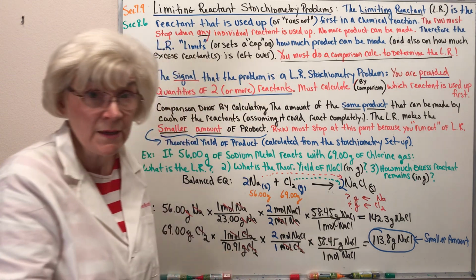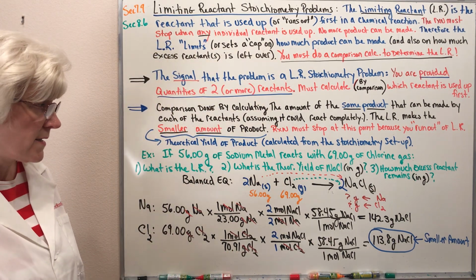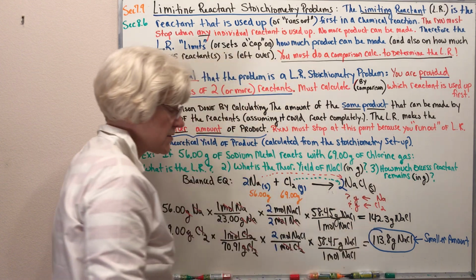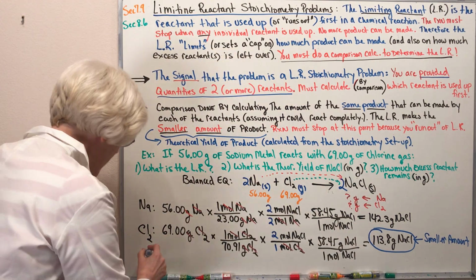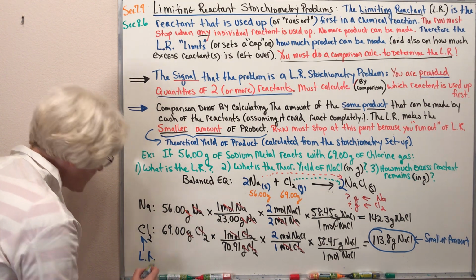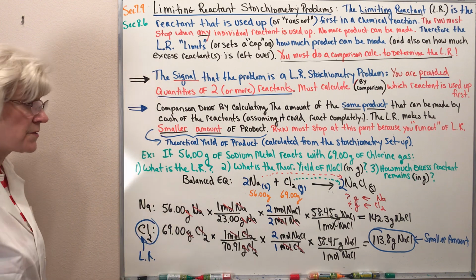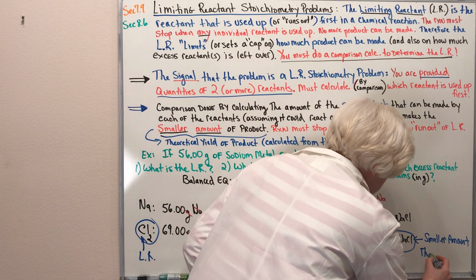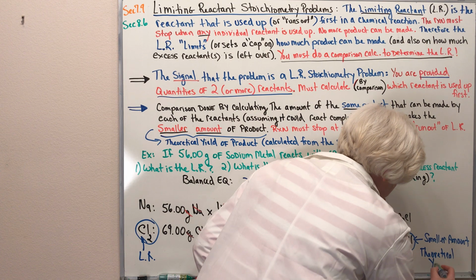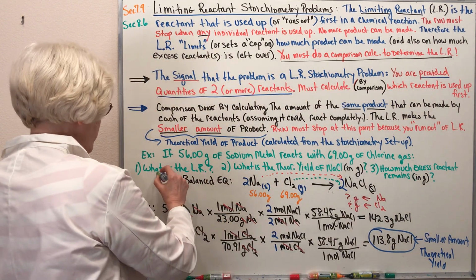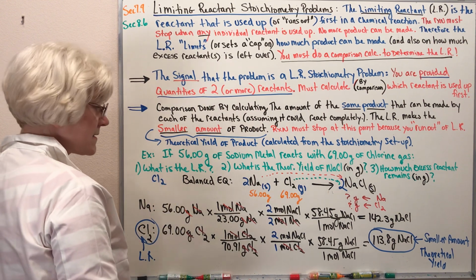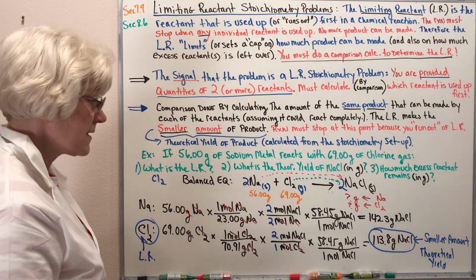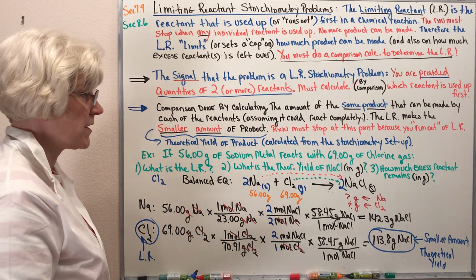This is just a calculation on paper, so theoretical amount made, right? 113.8 grams of sodium chloride. We cannot make any more sodium chloride at this point because we run out of chlorine. So chlorine is the limiting reactant. This is the reactant that runs out first, producing 113.8 grams of sodium chloride, which is our theoretical yield. So we have an answer to the first question. Chlorine is the limiting reactant. We have an answer to the second question. What is our theoretical yield? It is 113.8 grams of sodium chloride.